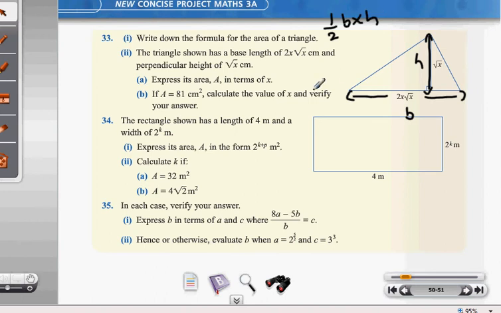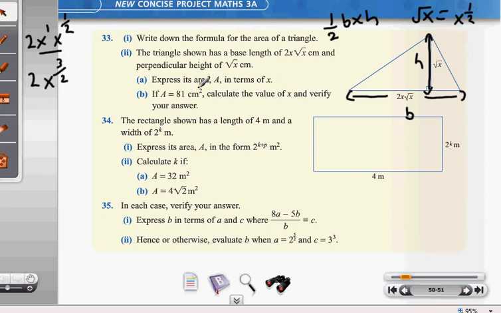Now, the triangle shown has a base length of 2x to the power of root x, and it has a height of root x. So what we learned before is that 2x, that's x to the power of 1. We know that root x is x to the power of a half. Next thing we know is x to the power 1, when you're multiplying two of these by each other, you add the powers. So that's going to end up to be x to the power of 3 over 2. The height is root x, and root x is the same as x to the power of a half.